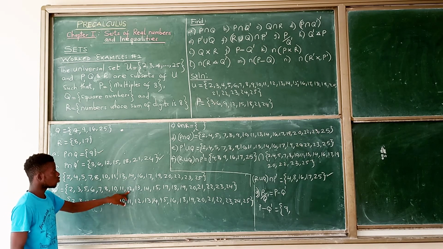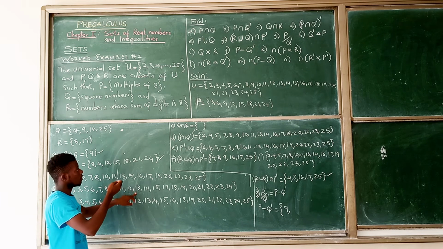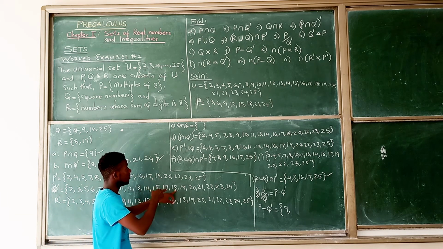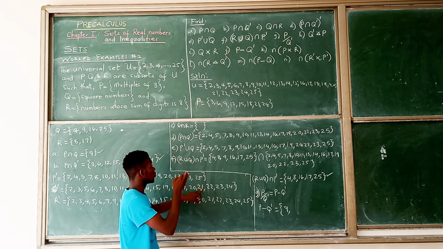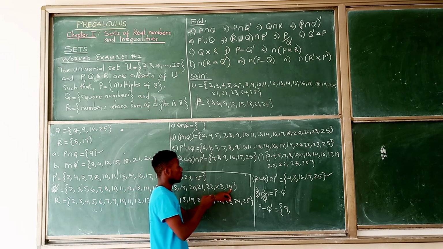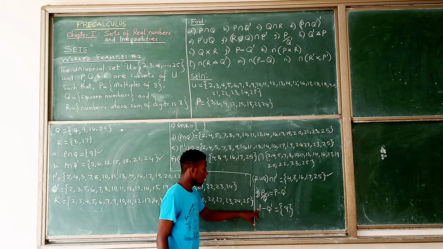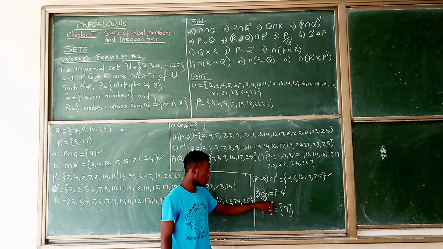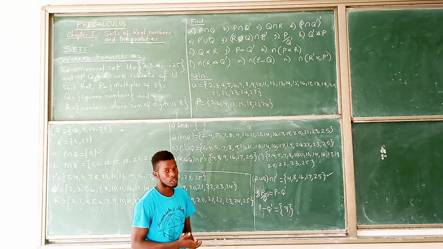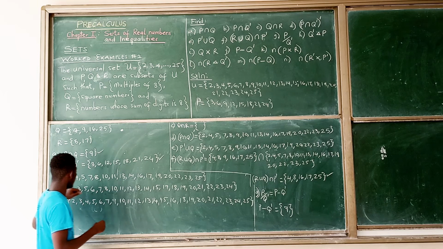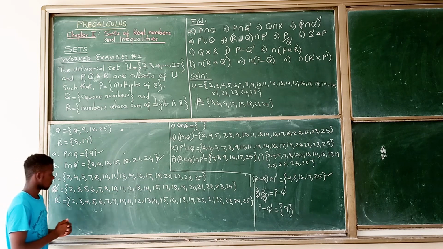We have 12, 12 is in both. We have 15, 15 is here also. We have 18, 18 is here. We have 21, 21 is here. And we have 24, 24 is here. So the only element that makes P different from Q complement is 9. Only 9 is in set P and is not in set Q complement.